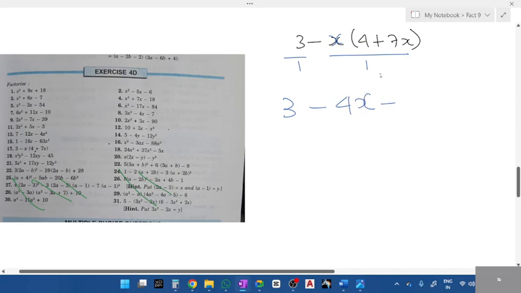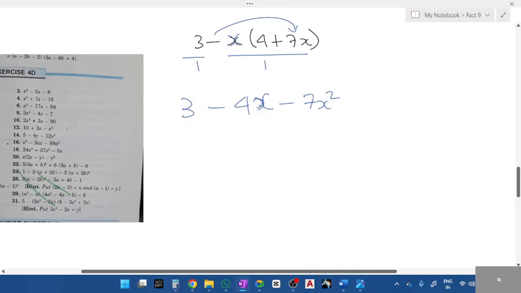Yes, give me the call. 4x minus 7x. Right? Okay. 4x minus 7x square. And what did I tell you? Whichever has degree 1 should always be in the middle. 4x is in the middle. If you want, you can rearrange this, students. Minus 7x square, you can write it first. Minus 4x plus 3. Right?